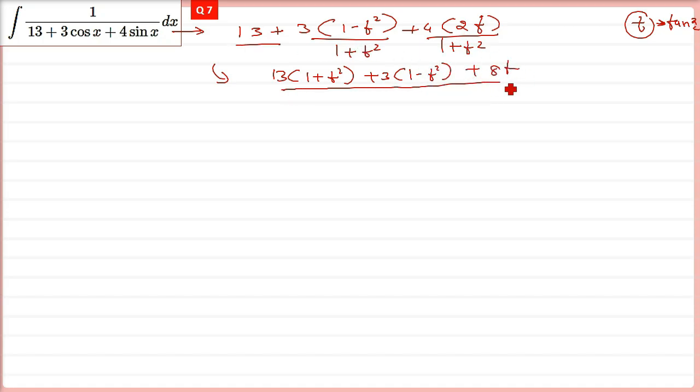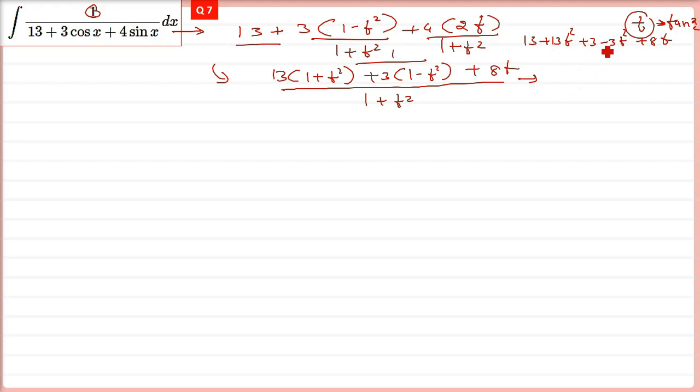So this is 1 plus tan square x by 2, and please remember this was just the denominator. It was already having 1 on the upstairs part, that is the numerator. So this 1 plus tan square x by 2 will go up. Now let's solve this one. 13 I'm multiplying: 13 plus 13t square, 3 minus 3t square, and 8t.